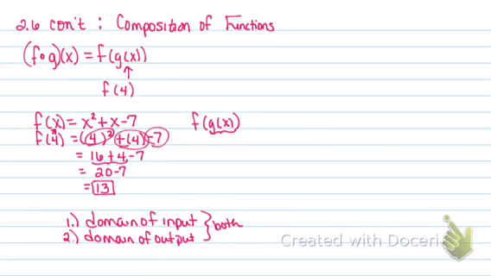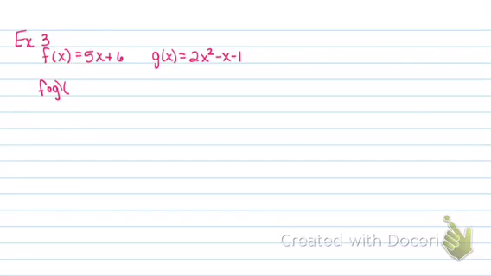Alright, so let's look at example 3. Example 3 tells us that if we're given that f of x is equal to 5x plus 6, and g of x is equal to 2x squared minus x minus 1, find f composed of g of x. So remember that f composed of g of x just means we're going to find f of g of x. So we're going to take this g of x and we're going to plug it into our f function.